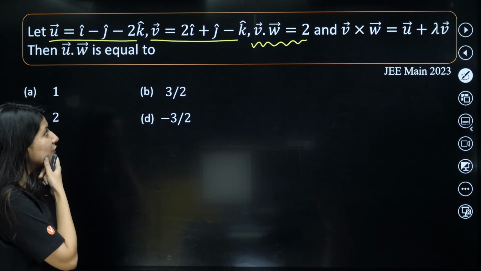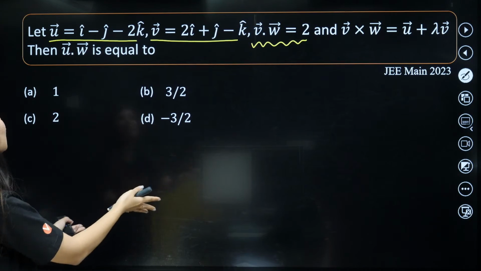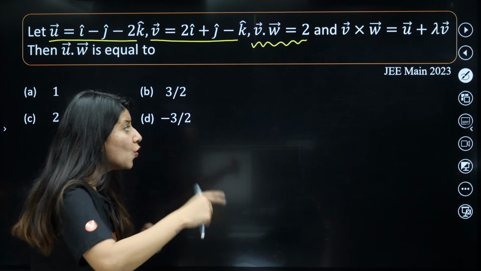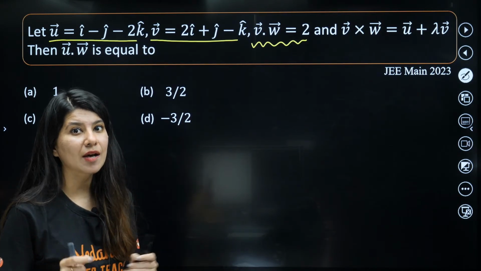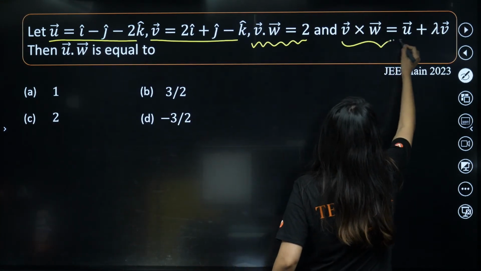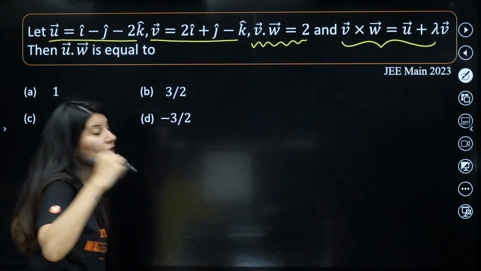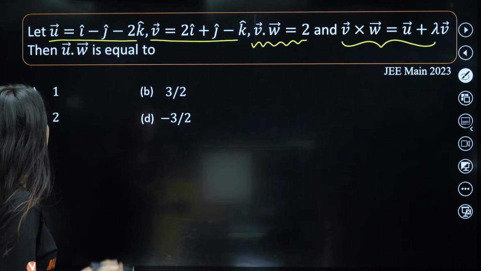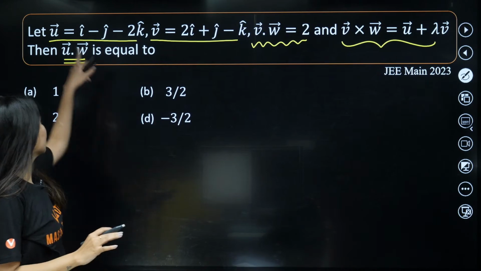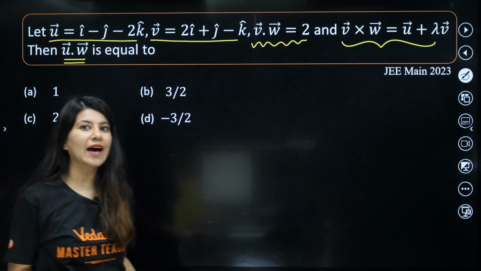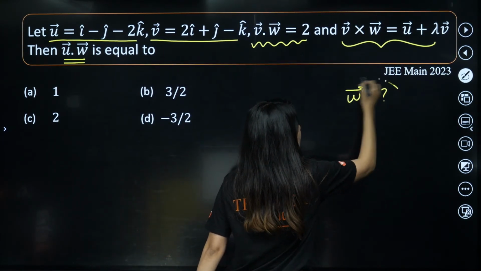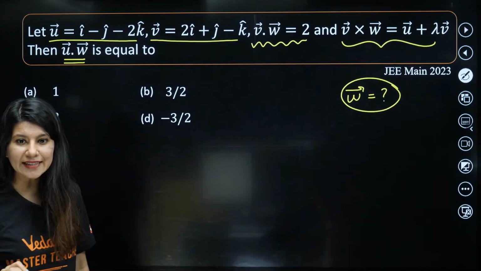The moment I see the question, I can clearly see everything is given to us except w vector. So the whole question is all about chasing w vector. One more piece of information: v cross w is given as u plus lambda v, and we need to figure out u plus w vector. Now u I already have. What I don't have is w vector. So the question is asking me to calculate w vector.